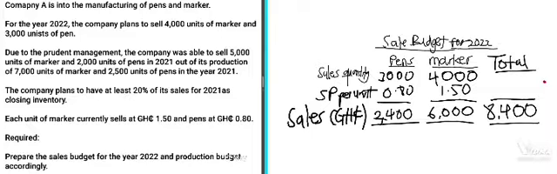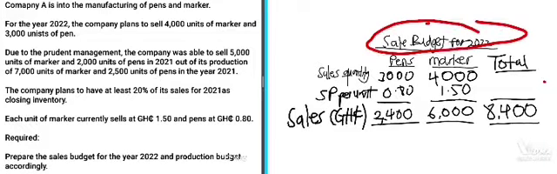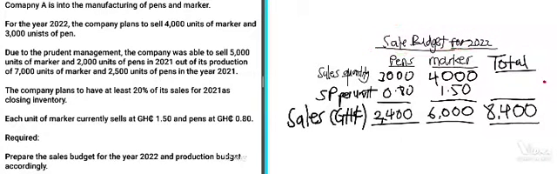So our heading is very important. We need to have our heading as sales budget for 2022. So that's indicating the period and the type of budget we are preparing. We move on to have a sort of layout for how we are going to do our work. So we have our pens up here, marker, and then we have a total column.